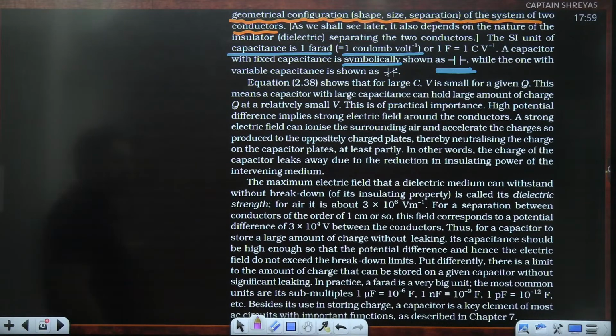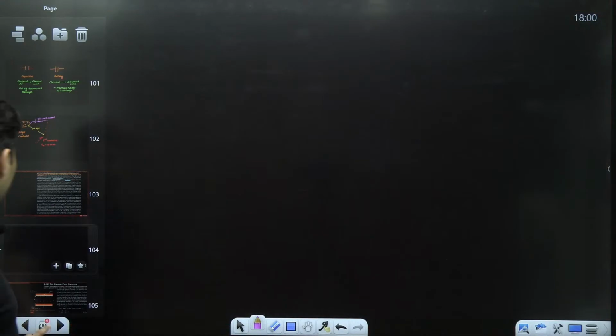And for the separation of such conductors, thus for a capacitor to store a large amount of charge without leaking, the capacitance should be high enough. The potential difference is not large enough, hence the electric field should not exceed the breakdown limits. Put differently, there is a limit to the amount of charge that can be stored. In practice, a farad is a very big unit, and the usual units are these. Besides its use in storing charges, a capacitor is a key element for most circuits, with functions as described in another chapter.